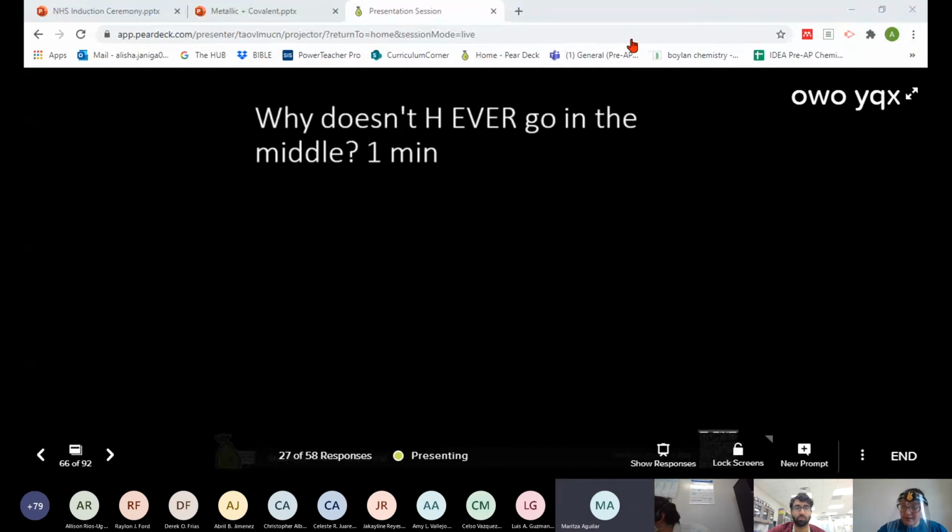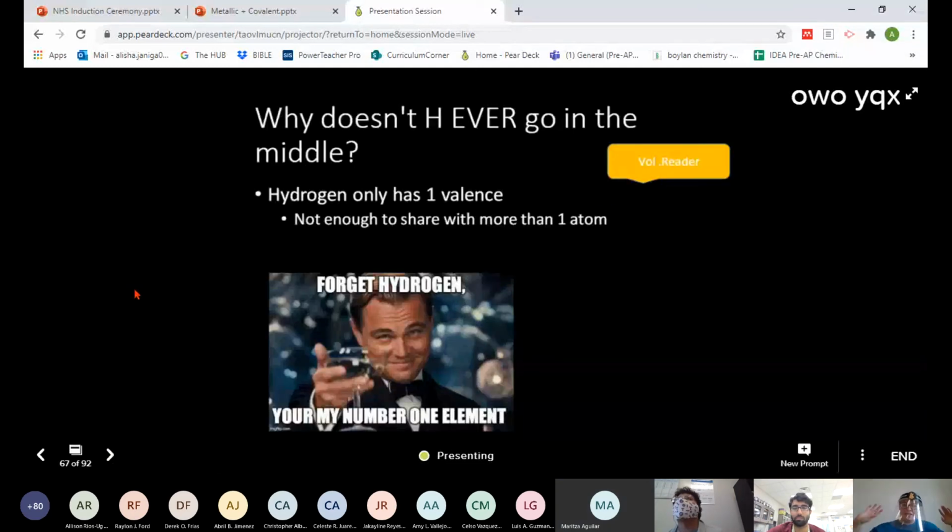It only has one electron, so it is not enough to share. Perfect, perfect, perfect, and I appreciate the echo. It happens. Alrighty, so just like Maritza told us, hydrogen ain't never gonna be in the middle because he only has one valence. And you can't share one electron with 4 atoms. The mass ain't there. But don't forget hydrogen, you're the number 1 element, because it's number 1 on the periodic table.